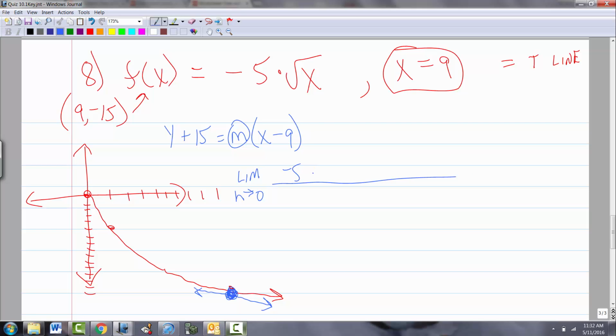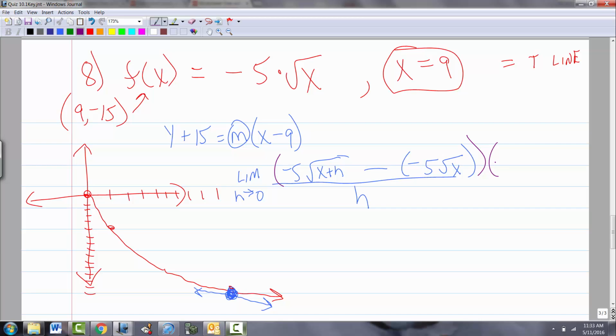So the limit of f of x plus h minus f of x, all over h. So this is a slope formula of the secant line, but then as h approaches 0, it turns into a tangent line. All right, I'm, again, over-explaining. Trying to jump back to Friday, I guess.